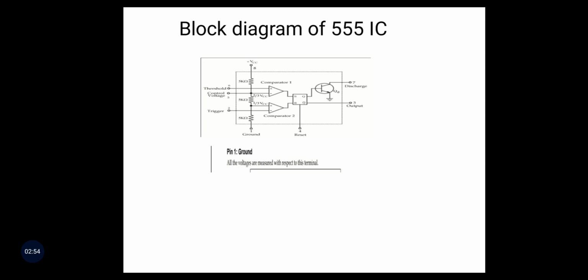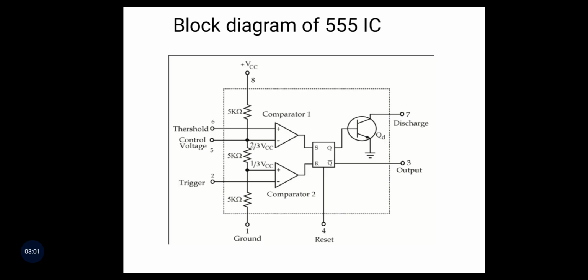So first of all, pin 1 is the ground pin. Here we apply the VCC at pin 8. Then it is divided into 3 parts by the 5 kilo ohm, 5 kilo ohm, 5 kilo ohm resistors. The ground pin is connected to the first terminal.